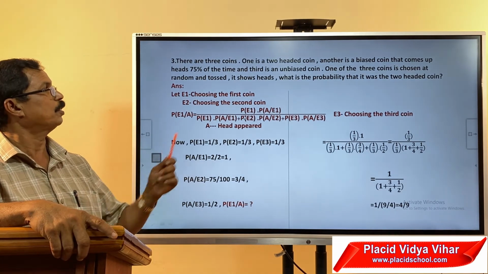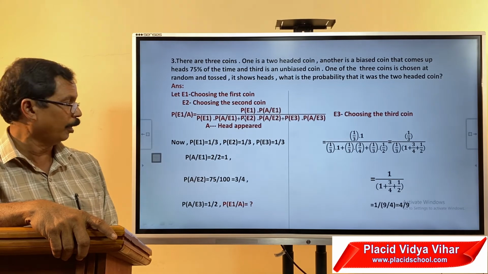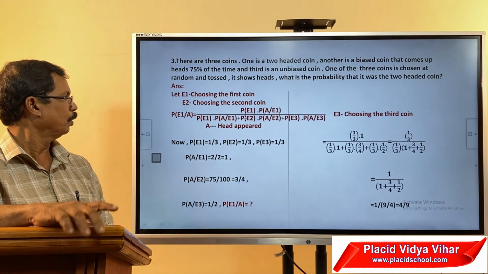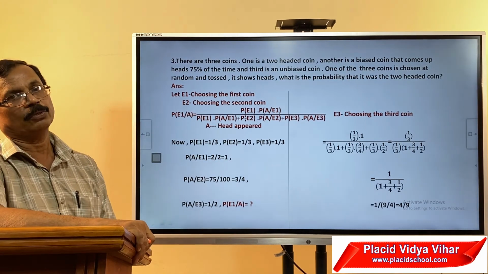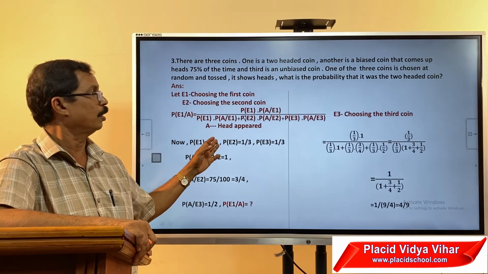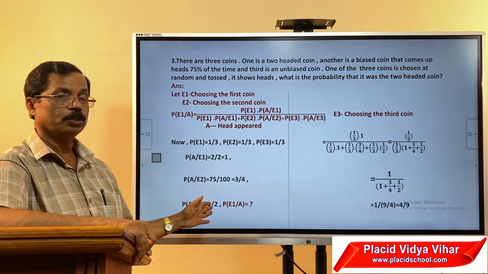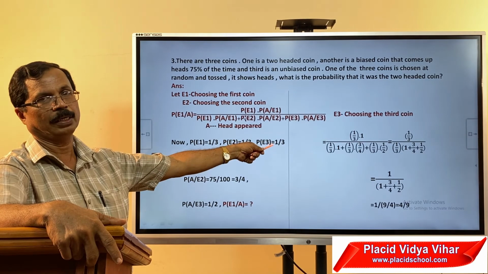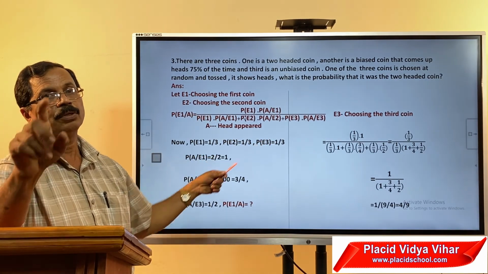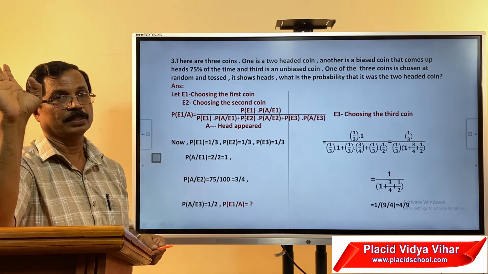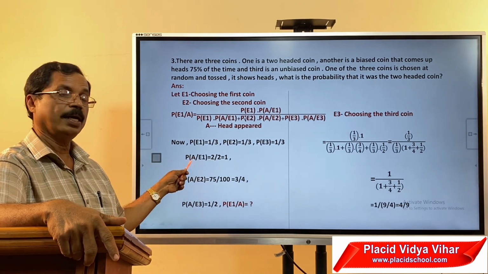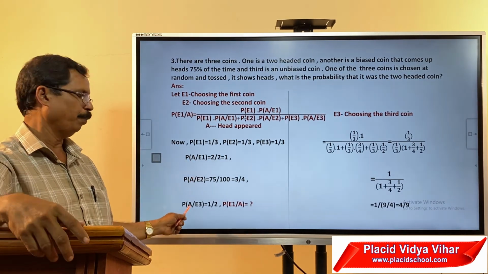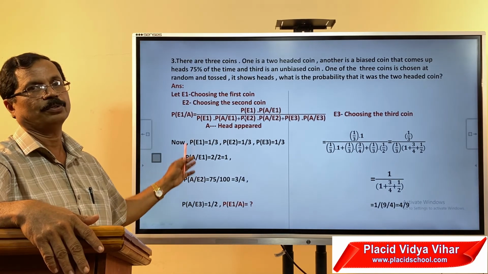Then our last question is, what is the probability that it is the two-headed coin? So we have to find the probability of E1 given A. Before writing the formula, it is better to write all the given quantities in the question. Write P of E1, P of E2, P of E3 first. Then write P of A given E1, P of A given E2, and P of A given E3. These are the things we have to write first.